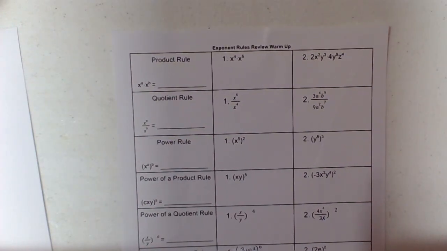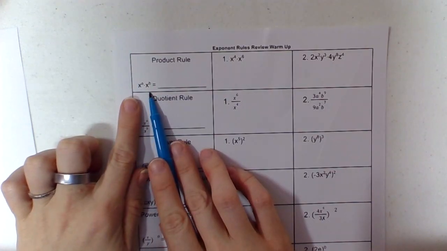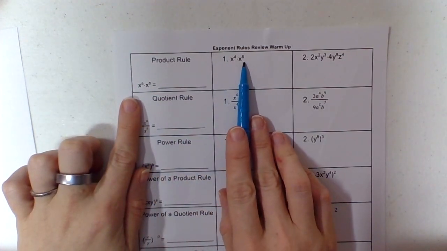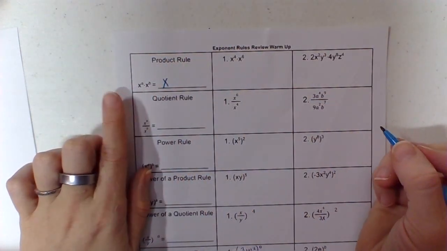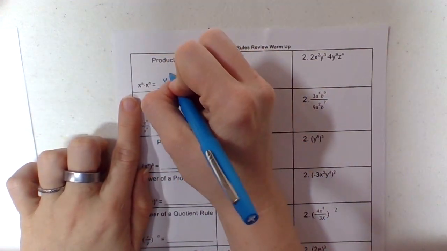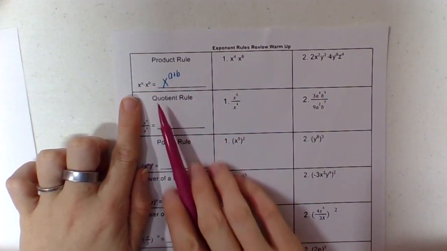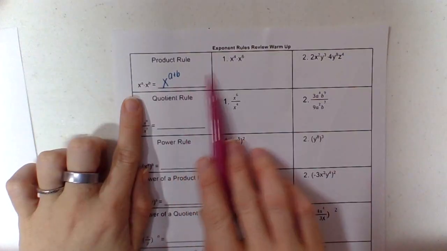First up, you've got your product rule. So you've got things that have the same base and have a different power. So we have two same bases, they have different powers. What we are going to do to combine those together, we are going to add the powers. So if we have the exact same base, we are going to add the powers.